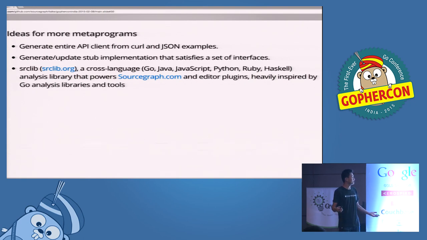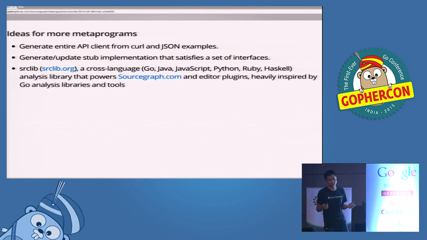So here's a couple ideas I just came up with on the plane ride over here. One is, wouldn't it be awesome if you could generate an entire API client if I just gave you a set of curl commands and JSON snippets? Think about all the web services that you want to use and all the time spent writing those API clients. And I think that's definitely doable with the libraries available at our disposal in Go.